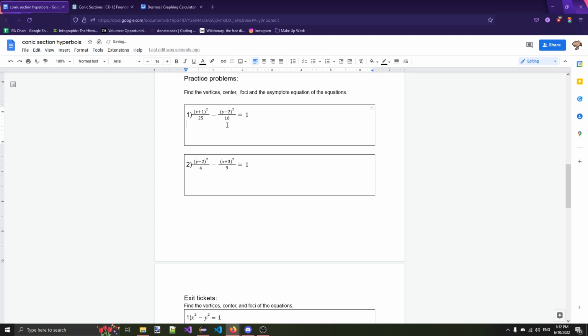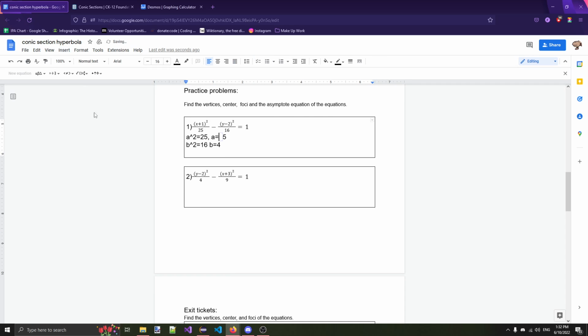First, let's identify our variables. What's a squared? A squared is 25. A equals 5. B squared equals 16. B equals 4. Square root them. Or, sorry, it's plus or minus. I'm just not writing that because plus or minus doesn't look very good on a normal keyboard. Now, I could go into insert equation, but that's a lot of work, so I'm not going to. Sure, that's easy to identify.